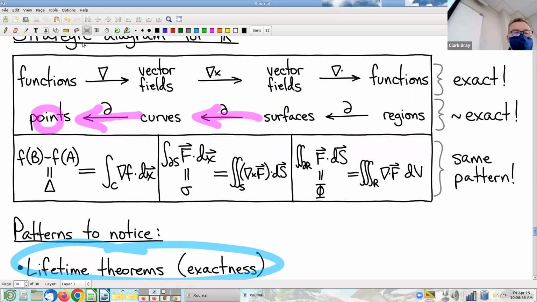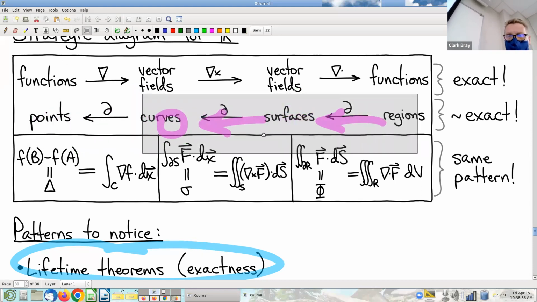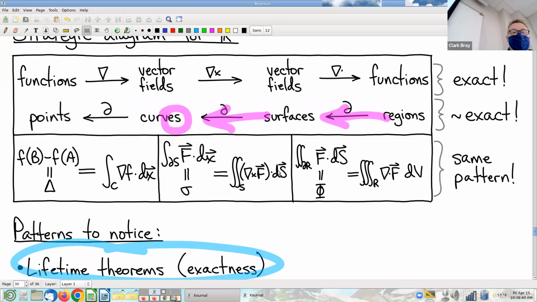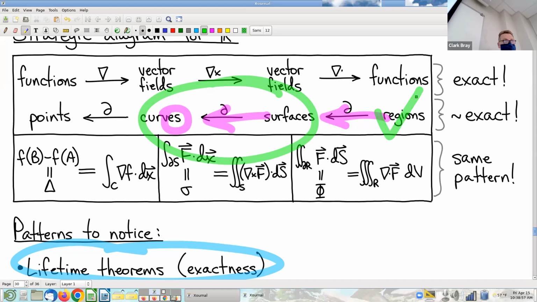Okay, and again, the pattern moves right on over. So if you have a surface that does not have a boundary curve, this is what someone in the front was asking me earlier. If you have a surface that closes up, there is no boundary curve. Well, then it encloses a region. Therefore, it is the boundary of a region. And vice versa.